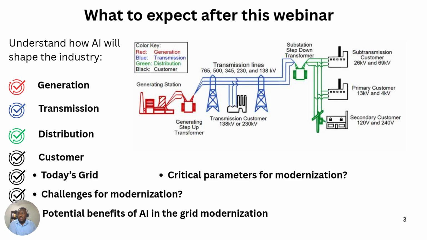We would also look at today's grid. How does today's grid look? We have already seen a few examples of how the grid started in the US in 1882 and in India in 1897, and how they've all progressed. Some of the challenges for modernization. We will also discuss the critical parameters that we have to look out for in grid enhancement. But all of this will not come free. They have potential benefits as well as difficulties and the risks that are also associated. We will also look at them briefly.